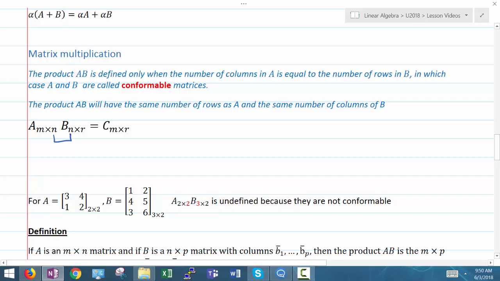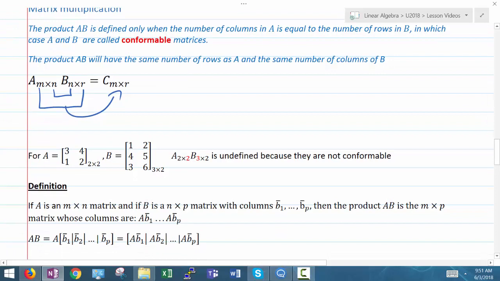You'll notice that these two numbers have to be the same. The columns of A have to be the same number as the rows of B. And the resulting matrix will be m by r. Let's draw a little arrow over here. If you keep that in mind, you really won't get in trouble. So notice here I have a 2 by 2 and a 3 by 2. This is undefined because they're not conformable, right? Because the number of columns of A is not the same as the number of rows of B.